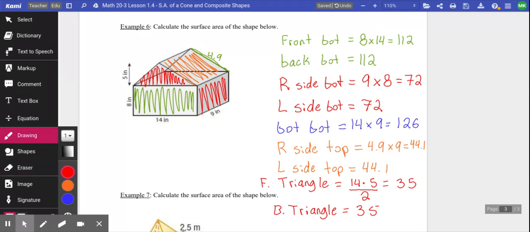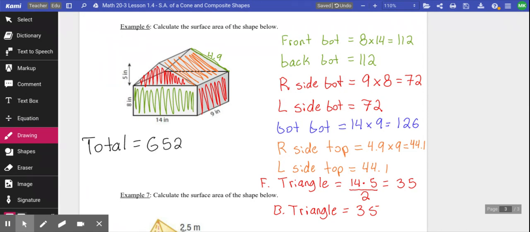Your final job is to total it all up. Is it 536? I'll tell you in a second. 652.2 inches squared. I got that wrong. That's off by like 3. You're tight though. That's close.